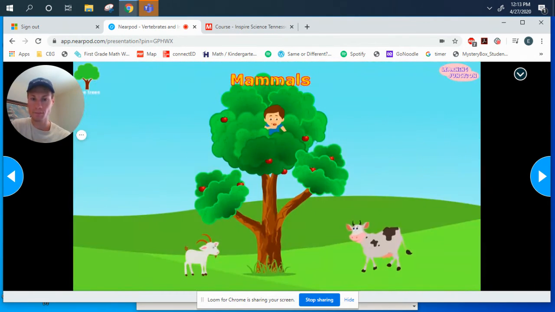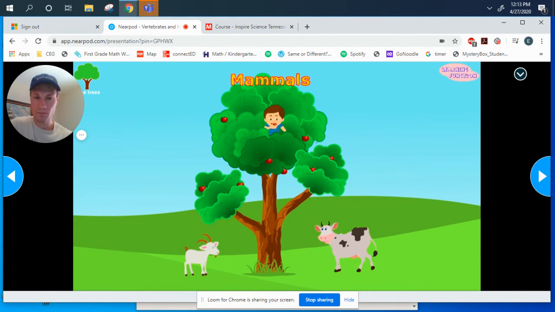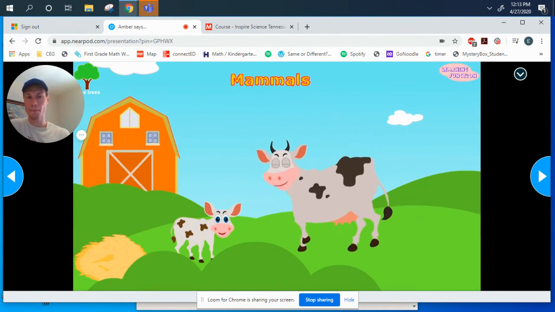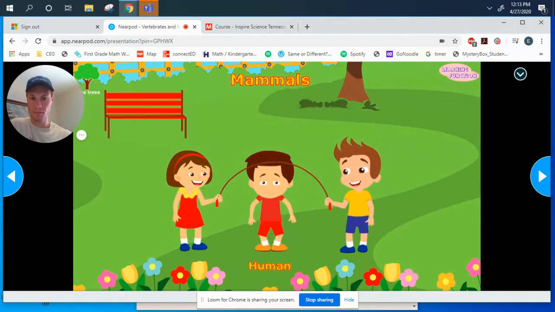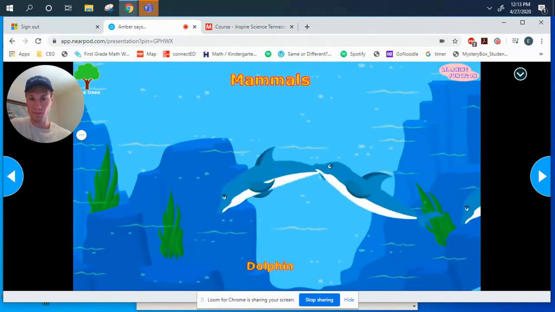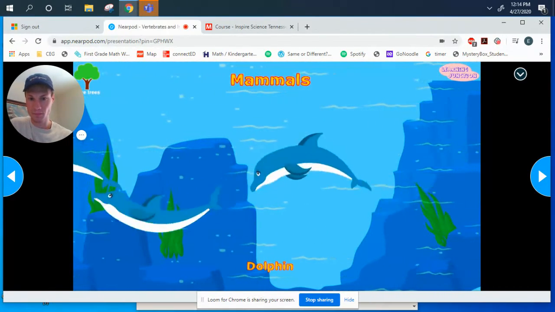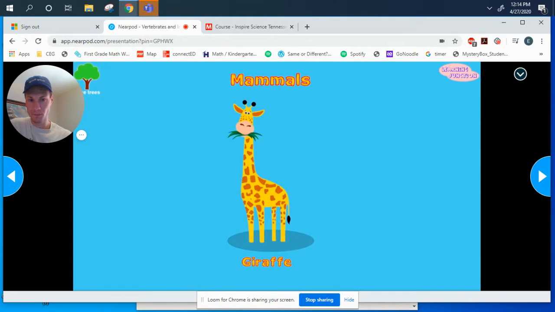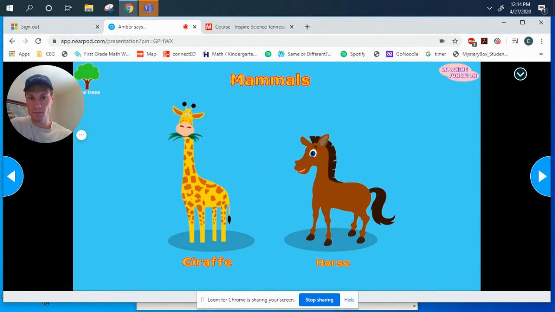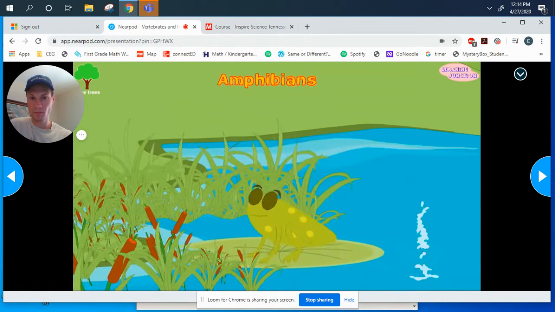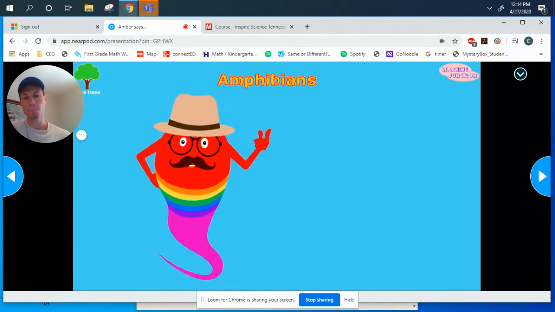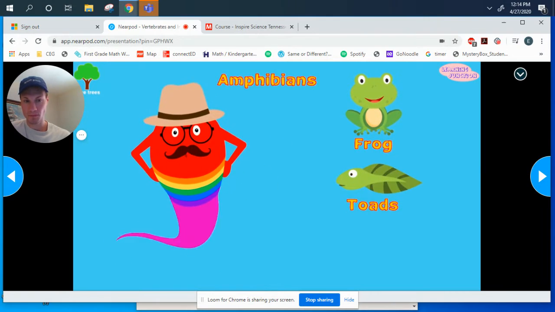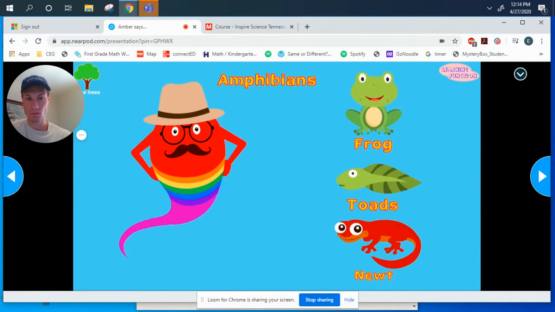Mammals. They're warm-blooded animals, meaning they maintain a constant body temperature. They nurse their young with milk and have fur or hair. Some examples of mammals include humans, this aquatic mammal, the dolphin, these tall giraffes, and lovely horses. Amphibians. Amphibians are cold-blooded animals. Some examples are frogs, tiny toads, and these newts.